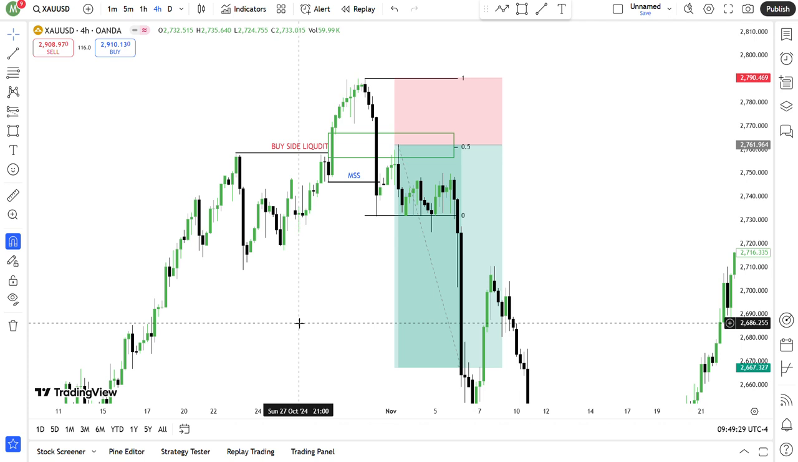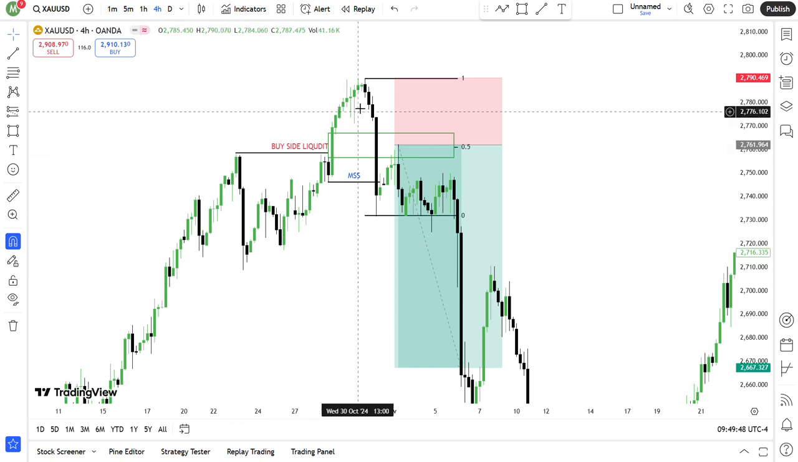First, you need to wait for the buy side and sell side liquidity. When the market breaks out the buy side and sell side liquidity, you need to wait for the market structure shift. After the market structure shift, you need to wait for the reversal. And I will explain what is meant by dealing range. The dealing range is the footprint of the market when the market moves in the same direction.